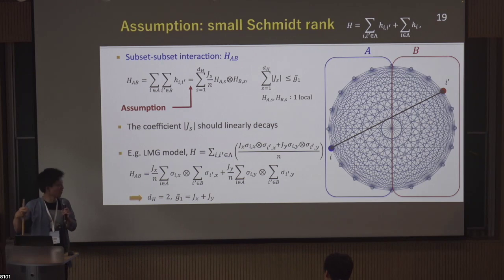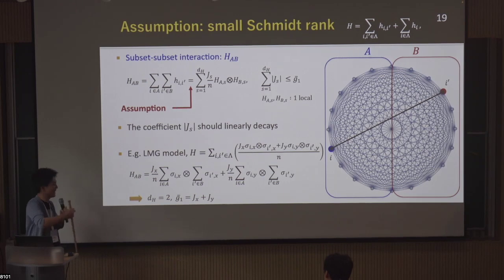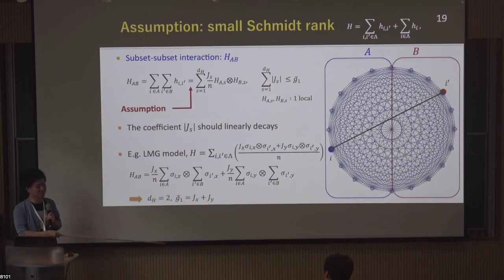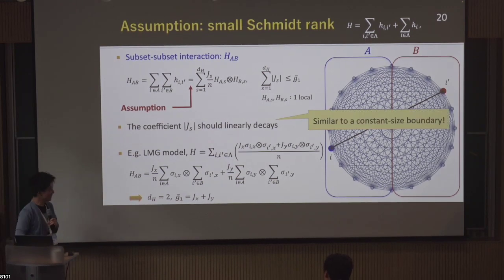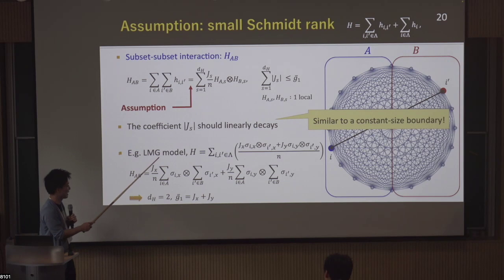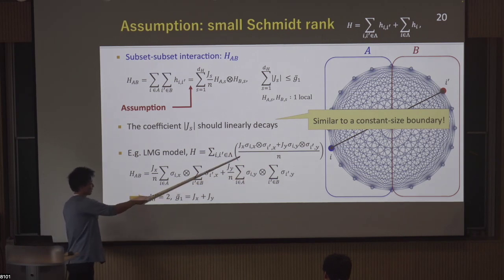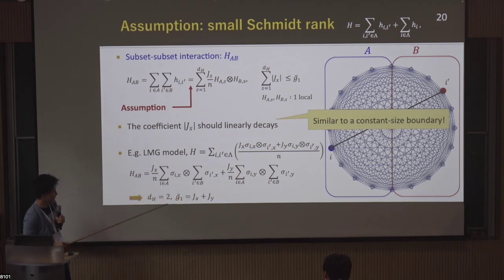And if the D_H is an order 1 constant, then of course this J_S is also order 1. But even though D_H is very, very large, if the J_S decays linearly, we can also say that the summation of the Schmidt coefficients is upper bounded. And this kind of structure makes a Hamiltonian similar to one with constant size boundaries. For example, to consider this point, let's consider the LMG model, the Lipkin-Meshkov-Glick model. This is the all-to-all interacting XY model. This one is the XX interaction, and this one is the YY interaction. Because it is an all-to-all interacting system, the renormalization of N appears. And if we consider arbitrary subset interactions A and B, then this is decomposed like this form. So this Hamiltonian has rank 2, so D_H is equal to 2, and G1 bar is J_X plus J_Y.